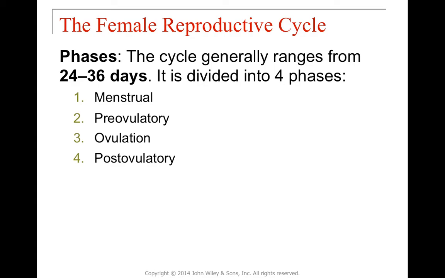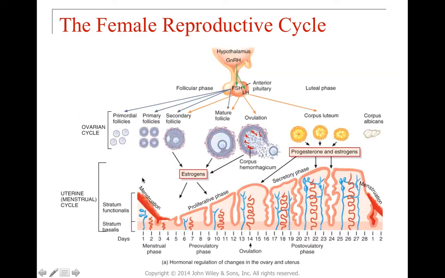So the female reproductive cycle is generally going to range from 34 to 46 days and is comprised of 4 major phases. The first is the menstrual phase, which is the one that everybody kind of knows. So this is where we're going to set our clock, by the first day of menstruation. After the menstrual period, we have the pre-ovulatory period, then we have the ovulation cycle, and then the post-ovulatory period.